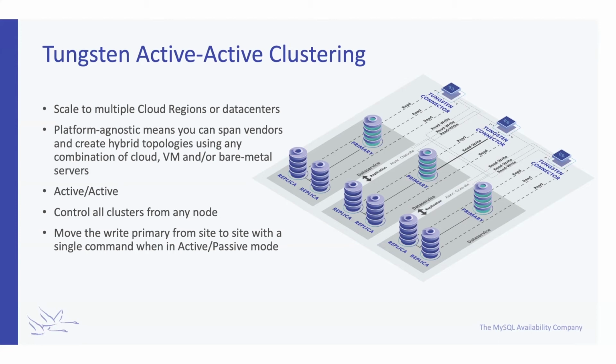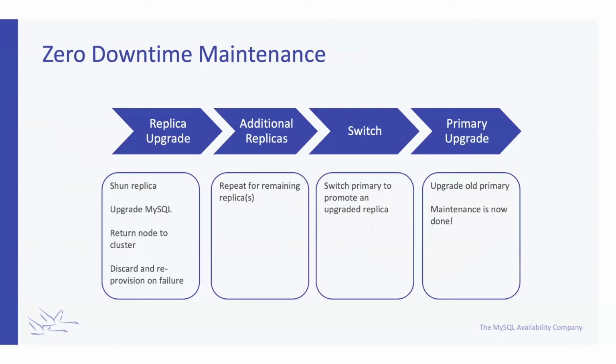And real quick, in any topology, just to talk about zero downtime maintenance, if we want to do zero downtime maintenance, it's really easy. So let's say we want to upgrade MySQL, or maybe we want to retire a machine and replace it with a new one that's more powerful, whether that's in the cloud or on-prem or VM. But the idea is all the same. We do a process: we shun a replica, do whatever upgrade or maintenance we want to do, put it back into the cluster, right? And we keep repeating that for all the replicas. Now all of our replicas are upgraded.